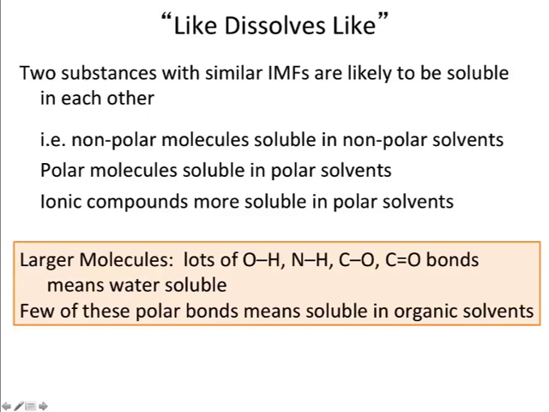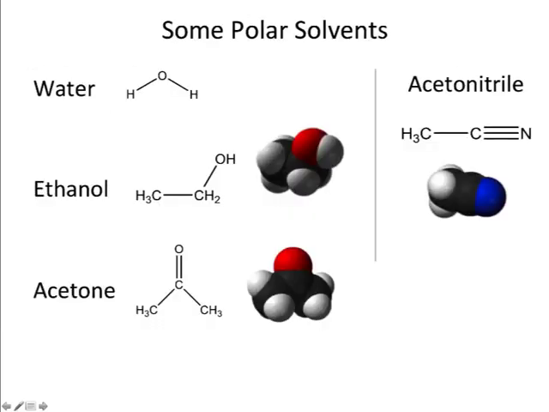If you have much less of these bonds, it's generally not so polar overall, and it's going to be soluble in organic solvents instead. And so some examples of solvents here. Gen Chem is almost entirely done in water, so we use that all the time. But when you go to organic chemistry, you start dealing with molecules that aren't water soluble, so you have to use a much wider variety of solvents. So if your molecule is still somewhat polar, you can use ethanol, acetone, acetonitrile. These are all polar solvents.